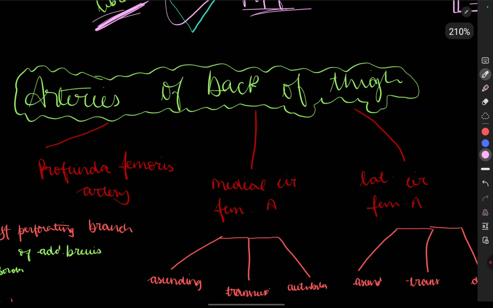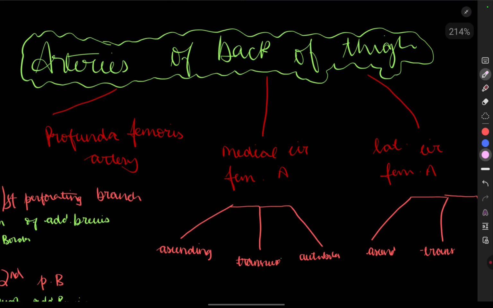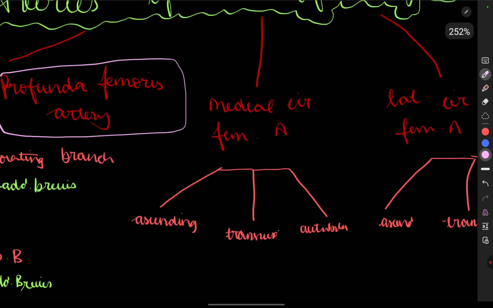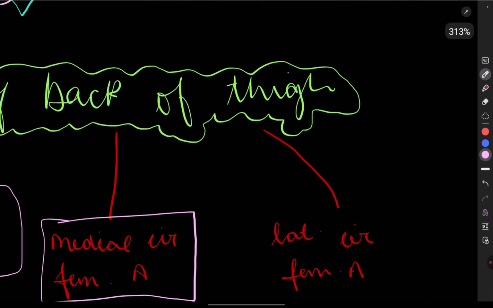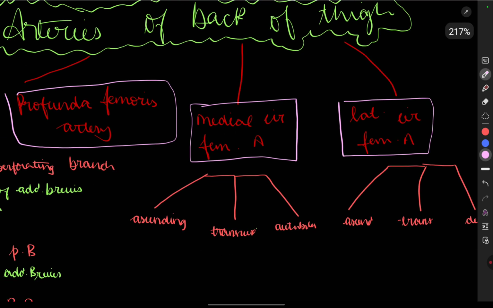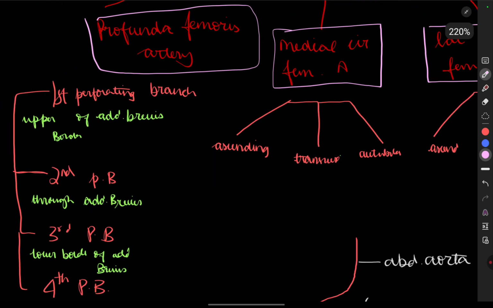Now arteries of the back of the thigh, we have only a little of the chapter left. Arteries of the back of the thigh, okay. So we have the profunda femoris artery, the chief branch of the femoral artery, the medial circumflex femoral artery, and the lateral circumflex femoral artery. All these three are the branches of the femoral artery. We'll see in the diagram below.